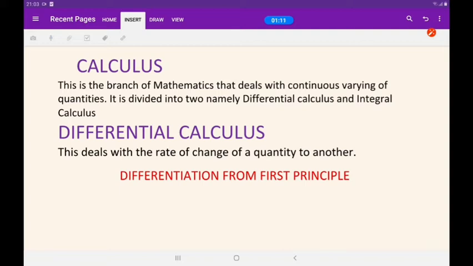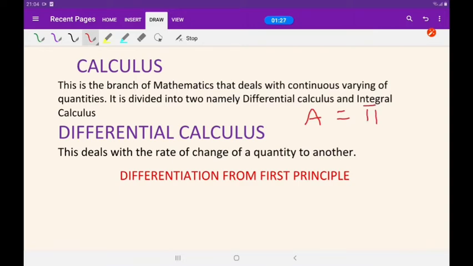Let's get started. Now, differential calculus deals with the rate of change of one quantity to another. For example, if I have the area of a circle, remember the formula for area of a circle is pi r squared. So I can quickly say the rate at which area varies with radius becomes what? 2 pi r. We're going to be looking at more of this. But we want to quickly look at differentiation from first principle.